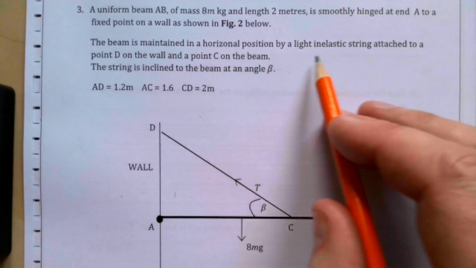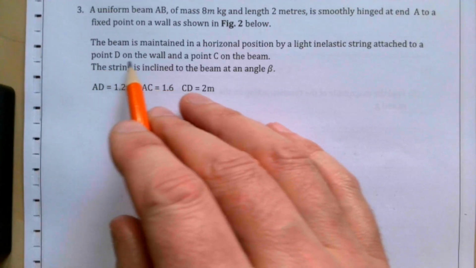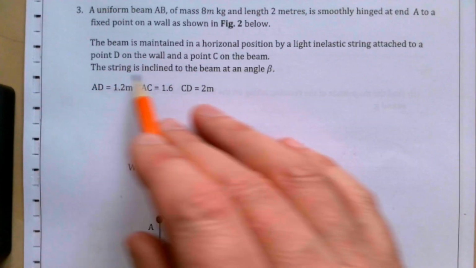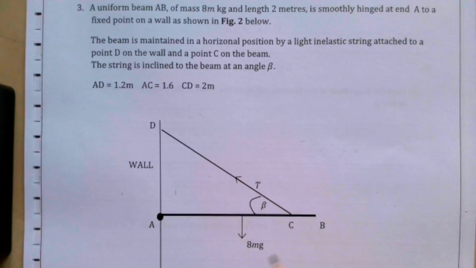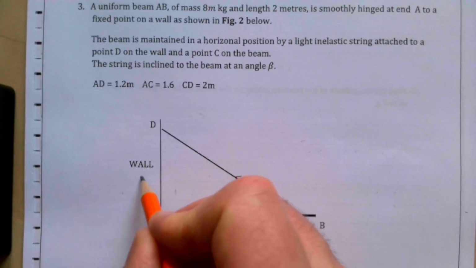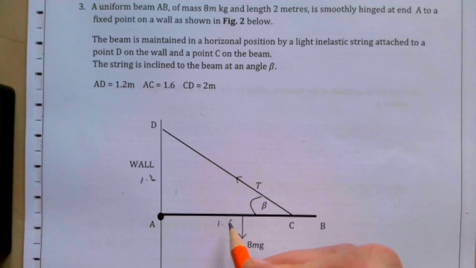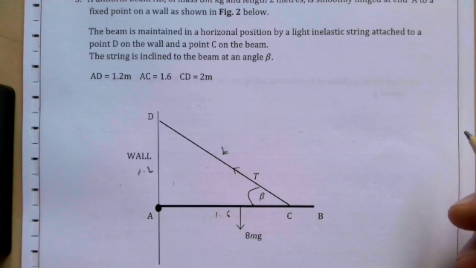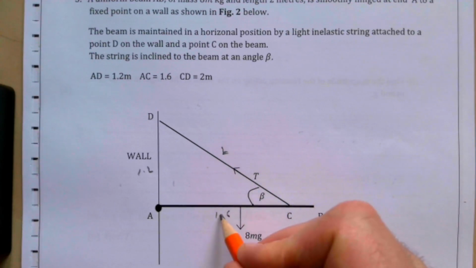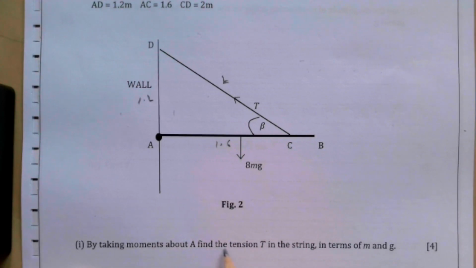The beam is maintained in the horizontal position by a light inelastic string attached to the point D at the wall and the point C on the beam. The string is inclined to the beam at angle beta. AD is 1.2, AC is 1.6, and CD then is going to be of length 2. By taking moments about A, find the tension in the string in terms of m and g.